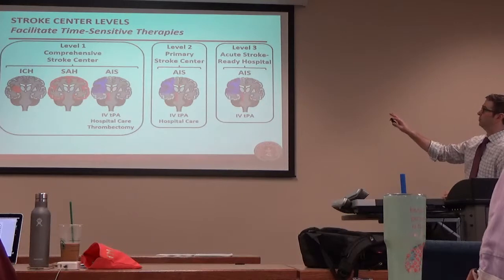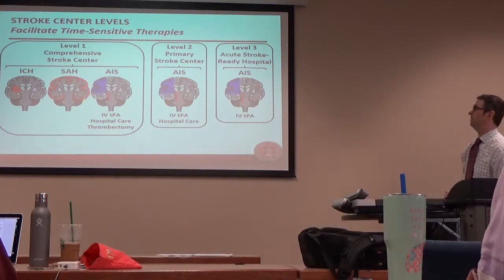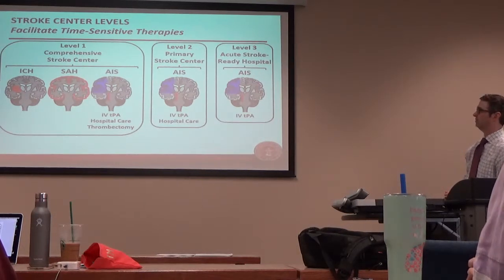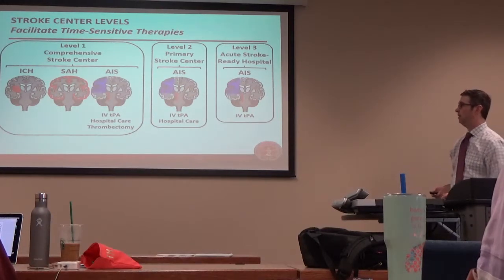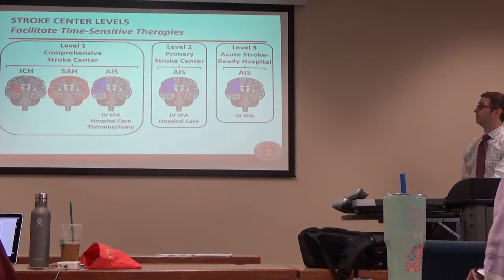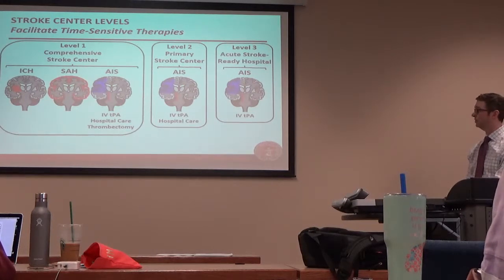And then the stroke-ready hospitals, the level 3s, just administer TPA. So these are the hospitals that will do what's called a drip and ship. So they'll give TPA, it's a bolus and then infusion, and then put them on either a ground or air ambulance and ship them to us as fast as they can.